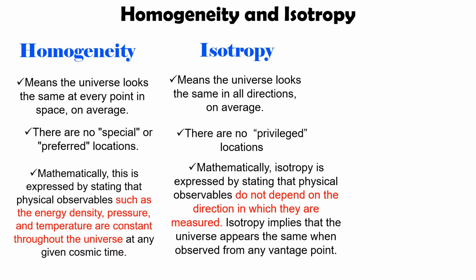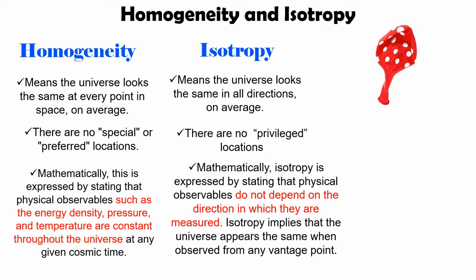I'll give you a very unique example, you will understand. So isotropy means that the physical observables do not depend on whatever direction we are measuring. And homogeneity is the same physical observables, but they are constant, on average, throughout the universe. So isotropy implies that the universe appears the same when observed from any vantage point.